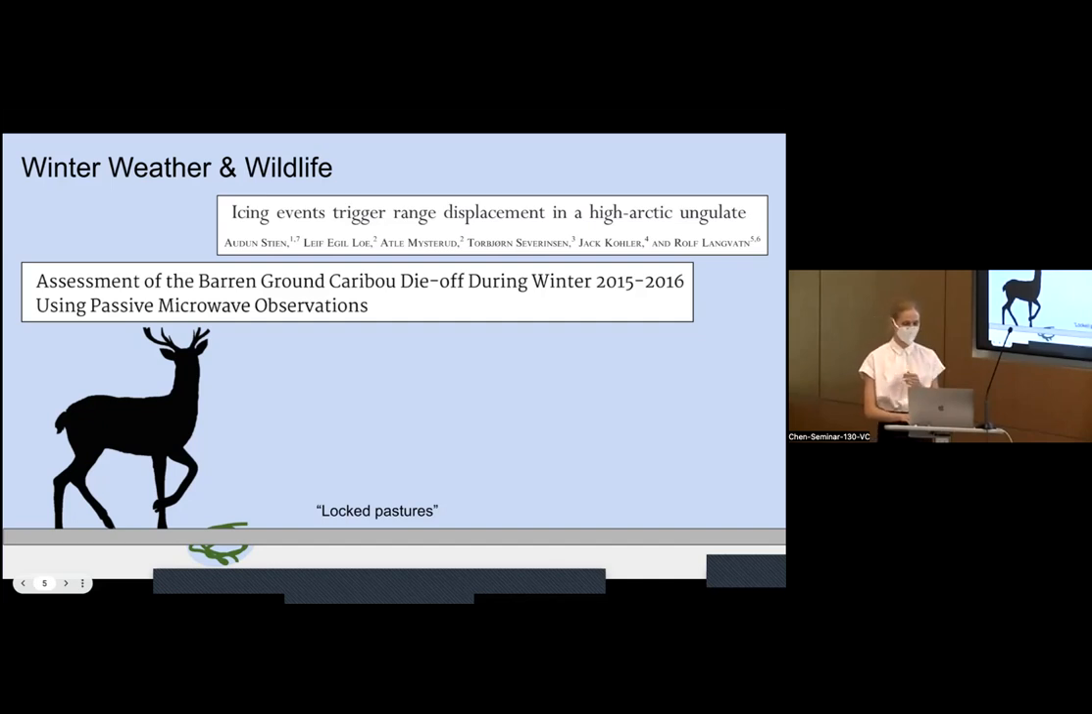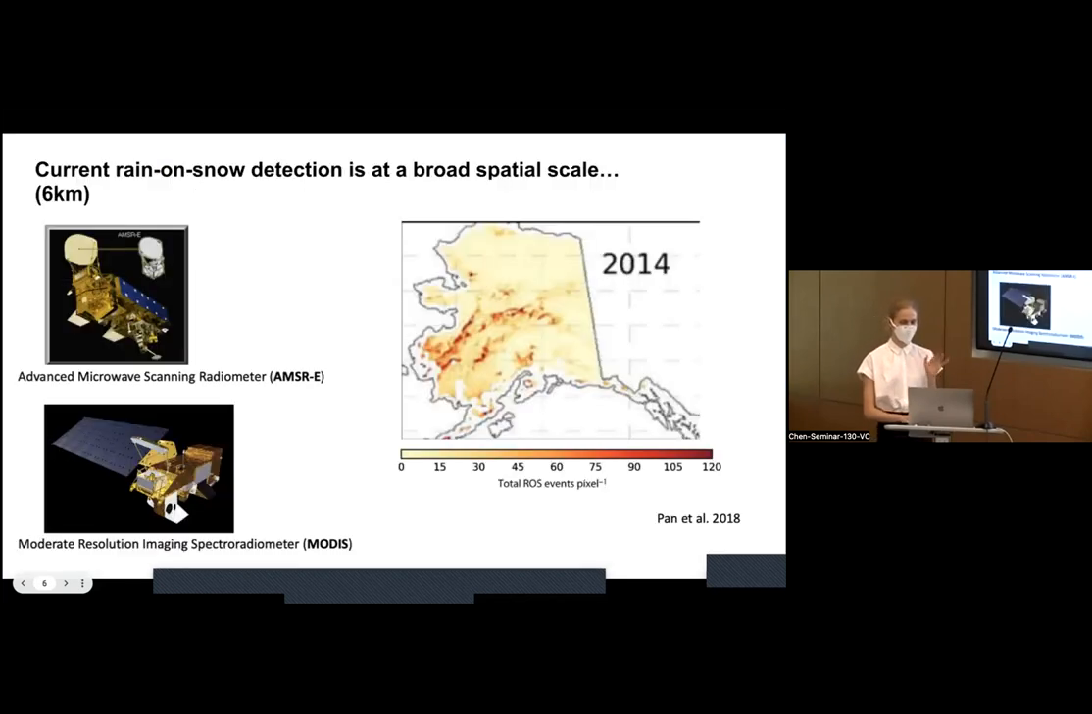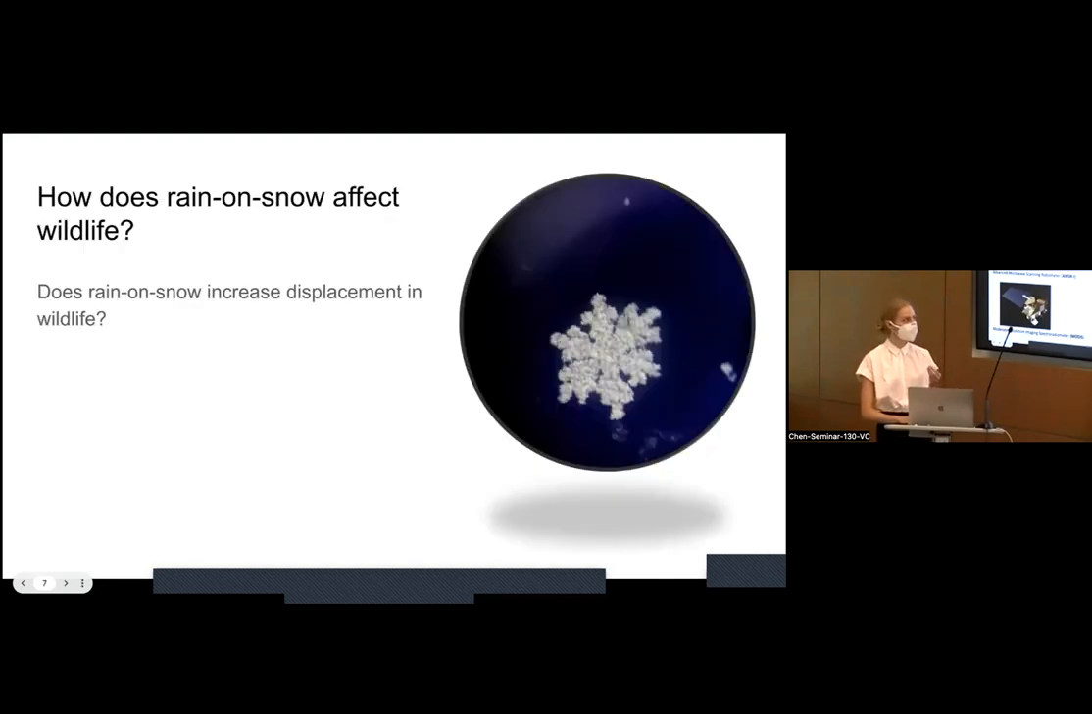So my work, this is just a scary slide for my candidacy exam, where I'm showing just how hard it is to get rain on snow. It's currently done using satellites at 6 kilometers. And so my work for the school was, can we get that from cameras? And then we have it at a much finer scale. And so the big question is, how does rain on snow affect our wildlife?